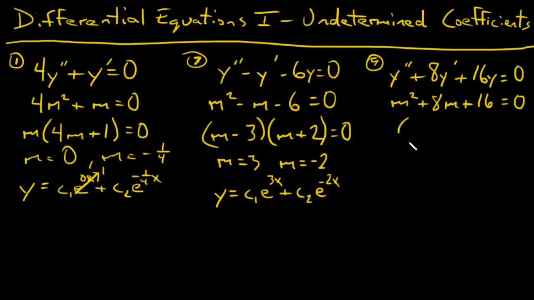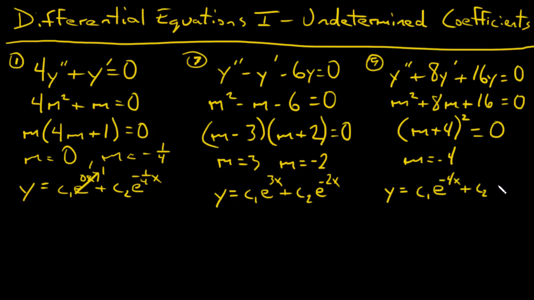So this is just going to be (m plus 4) quantity squared equals 0. So it's going to be a repeated solution for m equals negative 4. So I'm going to get y is equal to c1 times e to the negative 4x plus c2 times what? Right, x e to the negative 4x. That's how you indicate when you have a repeated root. That's how you differentiate it. So you put the x in front of your exponential. Alrighty, not bad. Let's clear this and continue on.